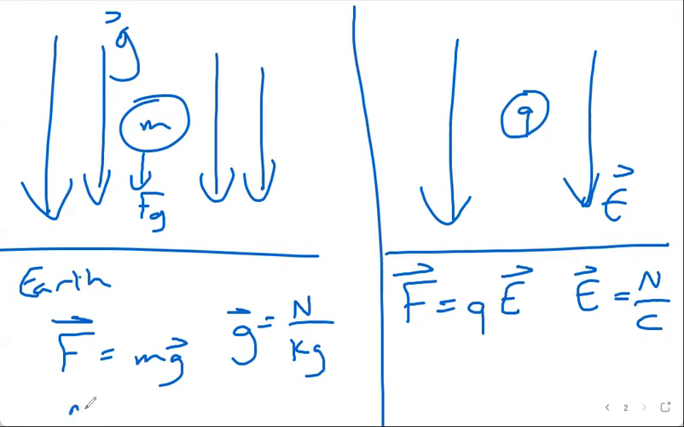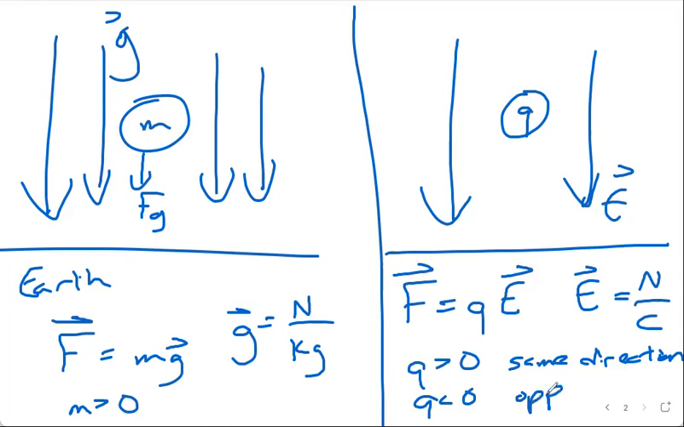The difference is mass is always positive. Over here, if the charge is positive, then the force and electric field go in the same direction. However, if the charge is negative, then they go in opposite directions. So if this charge is positive, then the force and electric field go in the same direction. If the charge is negative, well, then the force and electric field are going to go in opposite directions. So that's the connection.